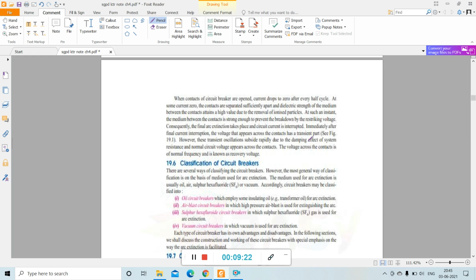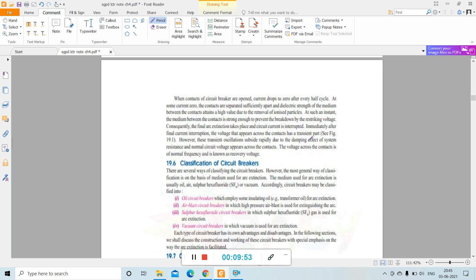However, this transient oscillation subsides rapidly due to the damping effect of the system resistance, and normal circuit voltage appears across the contacts. The voltage across the contacts is of normal frequency and is known as recovery voltage. So finally what you learned is that recovery voltage is the voltage which appears across the contact of the circuit breaker after the final arc extinction. That means after the current is interrupted finally.